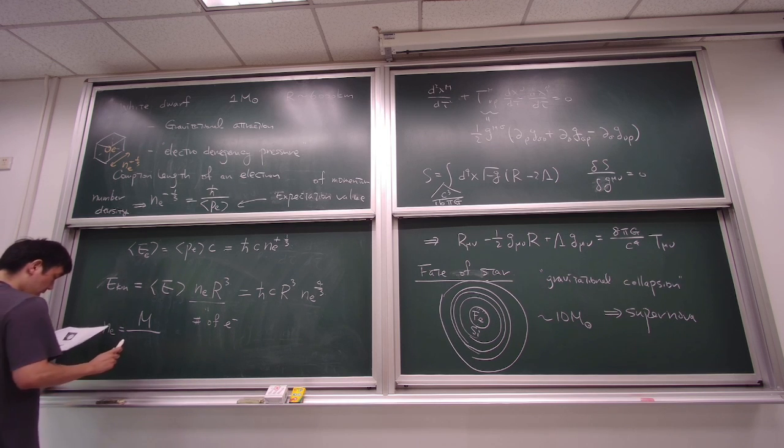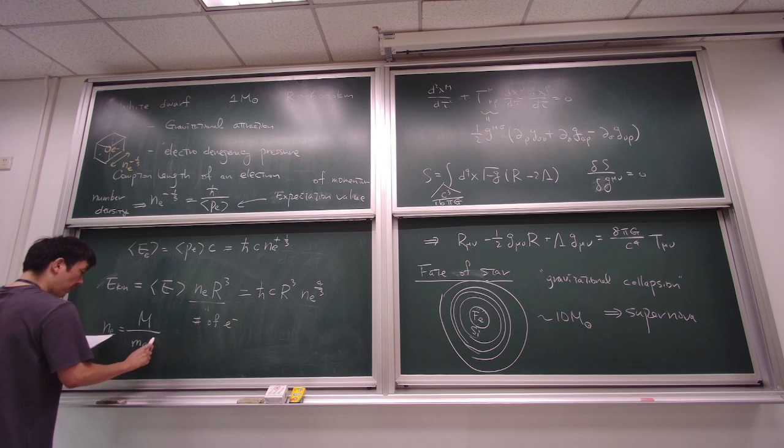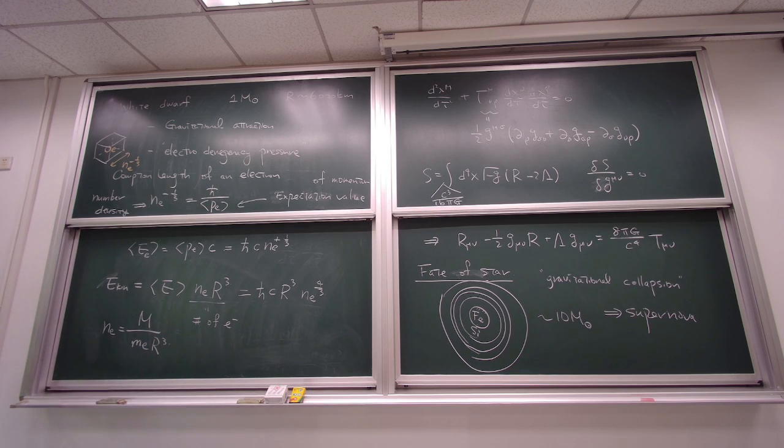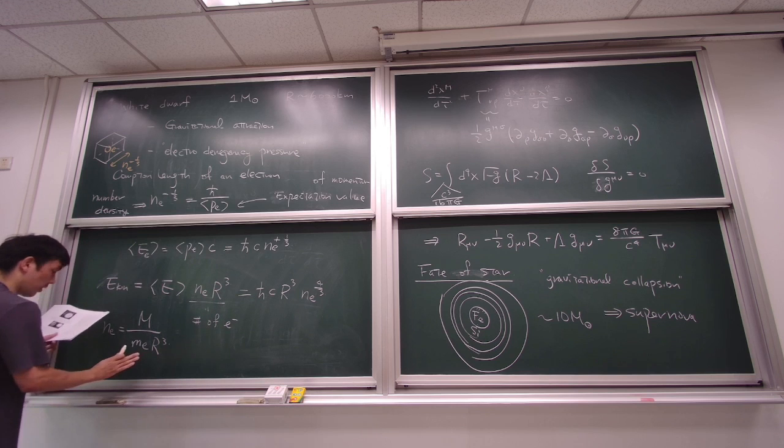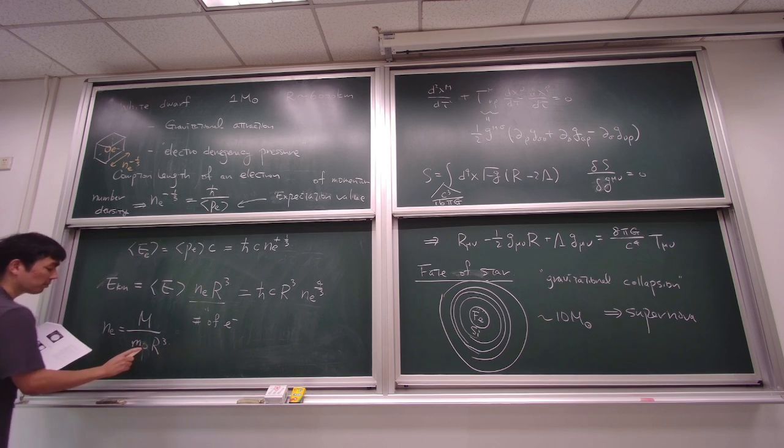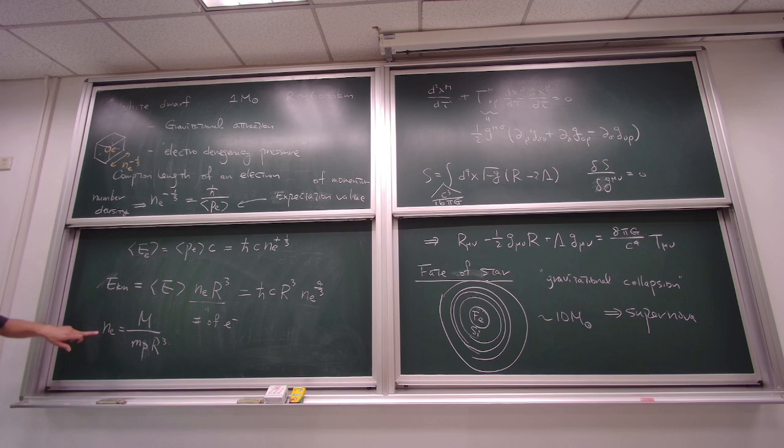The star, and then you can just divide it by the number of... So the number density of electrons is total mass divided by MP times R cubed. Then you plug that into here. Sorry, not ME, MP. Because most of the mass is in MP, which is bigger than ME. The electron mass is much smaller than the proton mass, so most of the star's mass comes from protons.